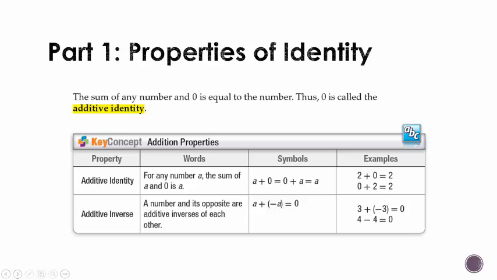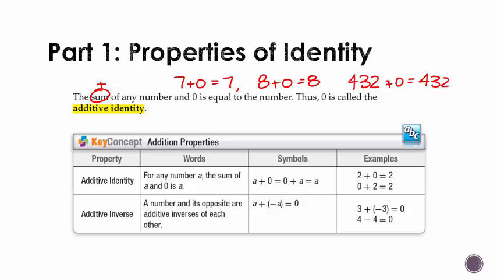The sum, remember that means addition, of any number and 0 is equal to that number. Absolutely any number. 7 plus 0 equals 7, not 0. 8 plus 0 equals 8. 432 plus 0 equals 432. Absolutely any number. Because of that, 0 is called the additive identity. That's because you add 0 and it keeps the number's identity. It keeps the number exactly the same. So the additive identity is 0.